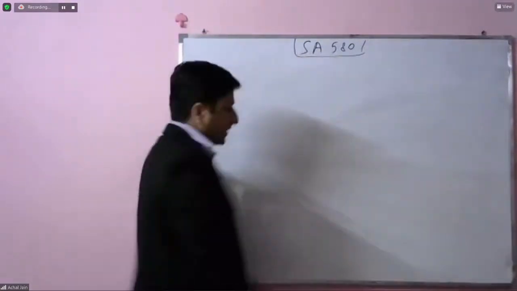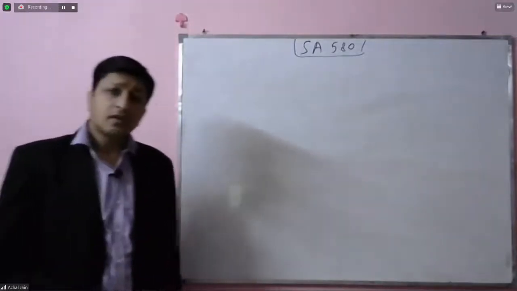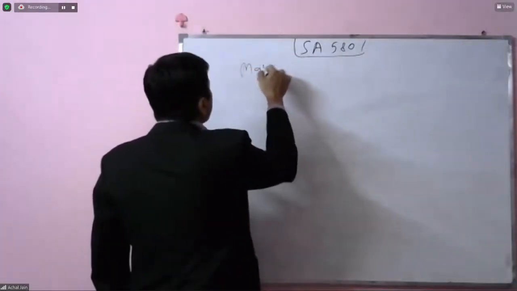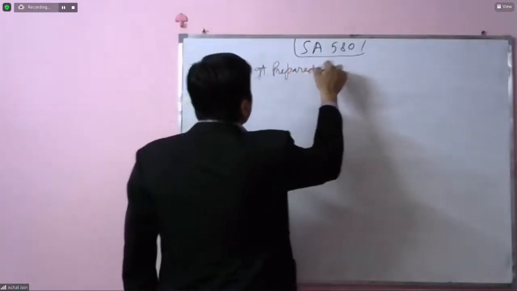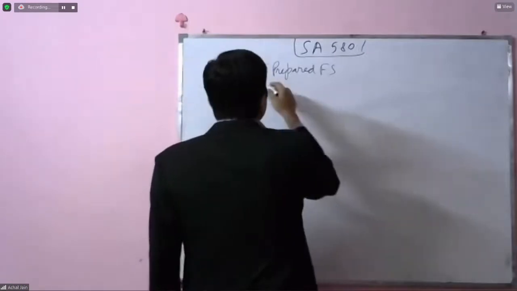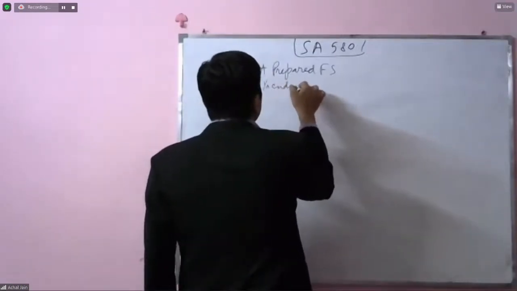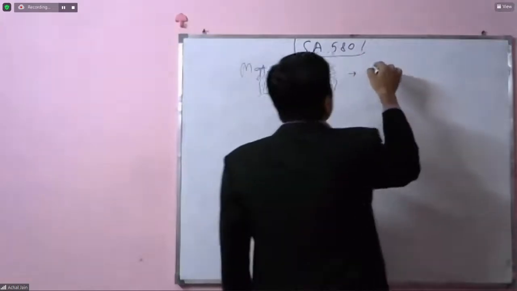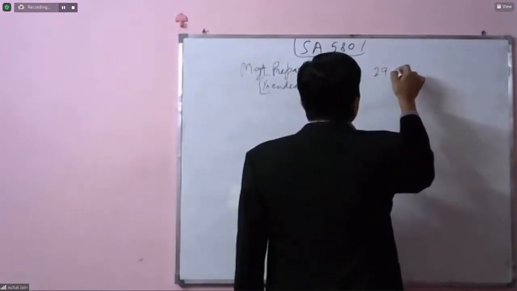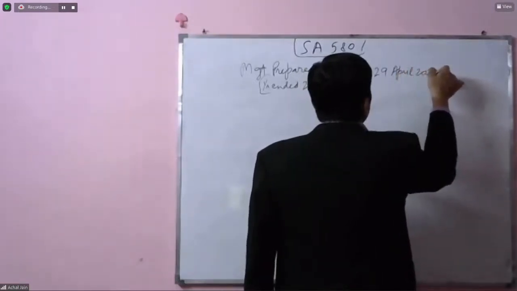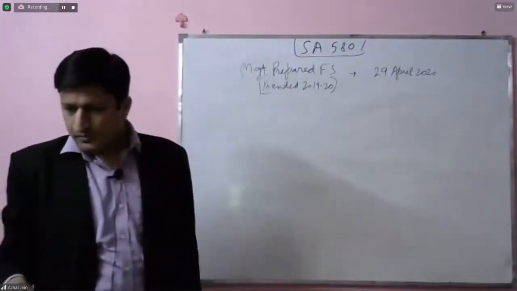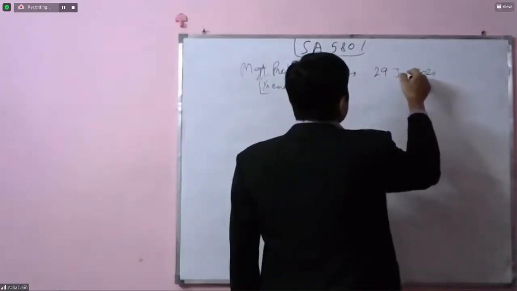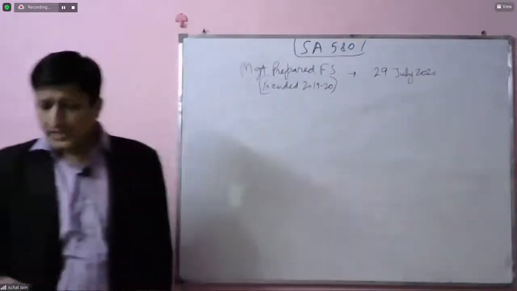We can pick up another example now on the written representation letter. See, for example, management prepared financial statements for the year ended 1920 and finalized everything by say 29th of April 2020. Or let me just make it instead of April, let me just make it July. Okay, 29th of July 2020.